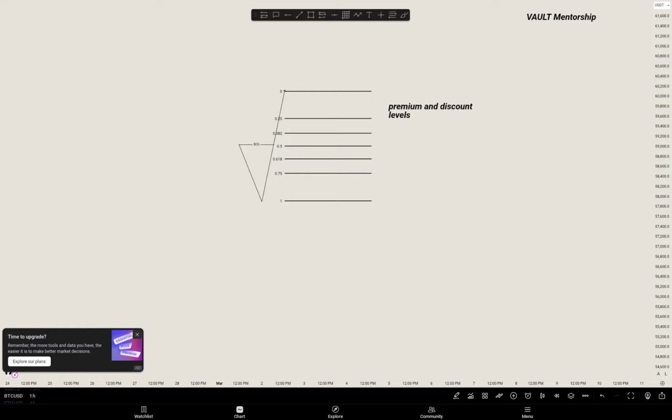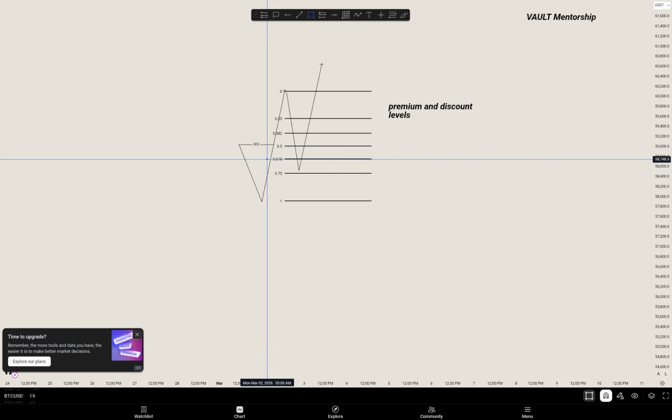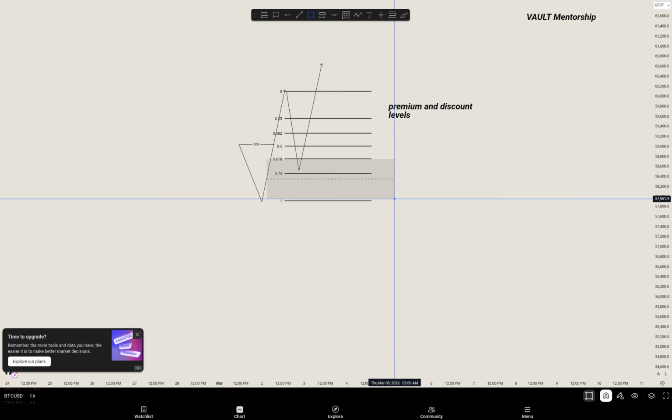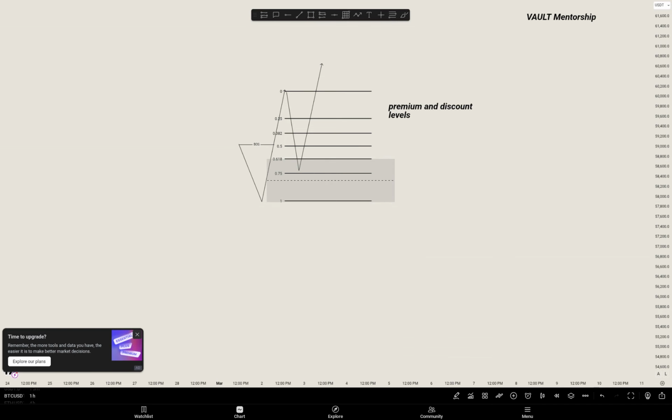Now, from this point, I want to look for the market to come down into this discount level before I see new buys to create a new swing structure, meaning that my levels will be from this 0.618 level, like this. This should be my whole discount level here. This is the whole area where I want to be looking for buy entries.